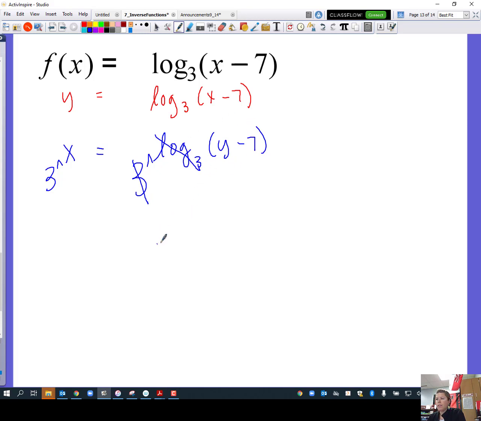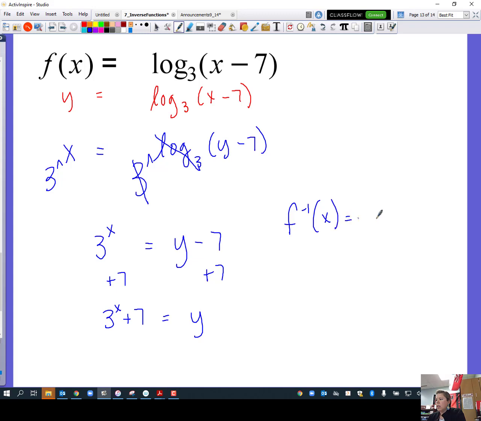And so all that's left now is y minus 7. And on the other side, I have 3 to the x power. So now it's an exponential function, but I want y by itself. And now it's a nice, easy, simple equation. I'm going to add 7 to both sides, and y is equal to 3 to the x power plus 7. Rewriting that as an inverse function, I have 3 to the x power plus 7.